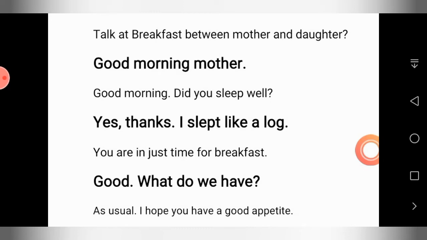You know, these are the basic manners. Whenever somebody asks you for something, then you must say thanks. So the daughter tells that I slept like a log.